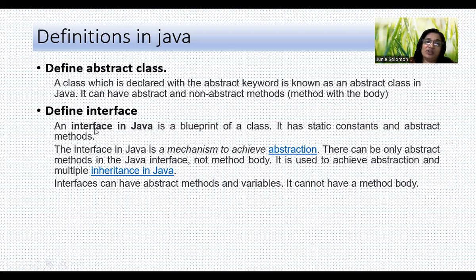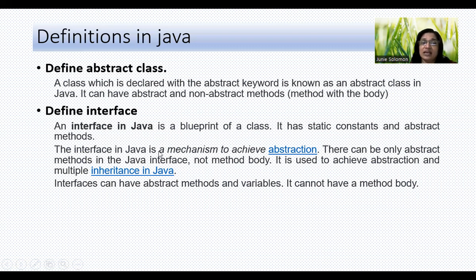So what is the definition? An interface in Java is a blueprint of a class. It has static constants and abstract methods. Note the point, everything has to be an abstract method. Static constants will be there, and they will be written as final.